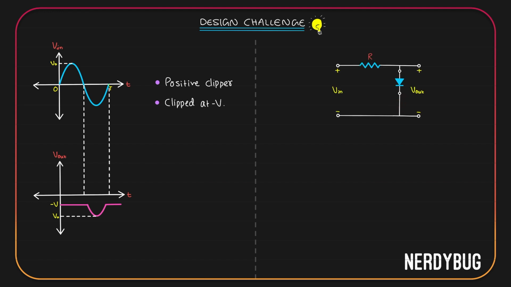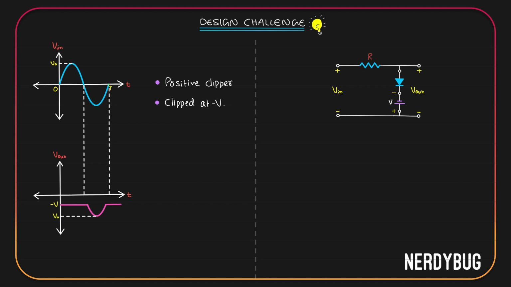Earlier, when we added a cell with positive terminal here and negative terminal here, the clipping happened at V. If we want the clipping to happen at minus V, all we have to do is switch the direction of the cell. Negative terminal here and positive terminal here. Let us do that. Let's do our analysis to see if it actually works.